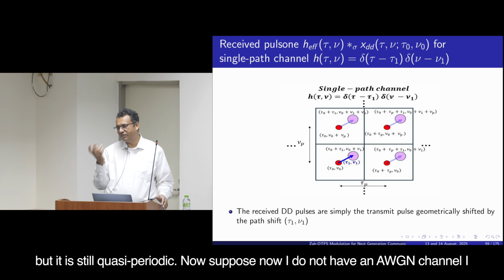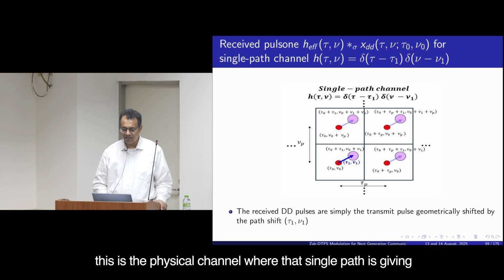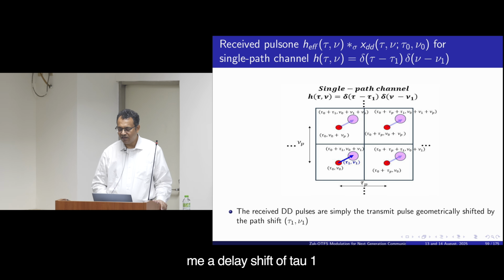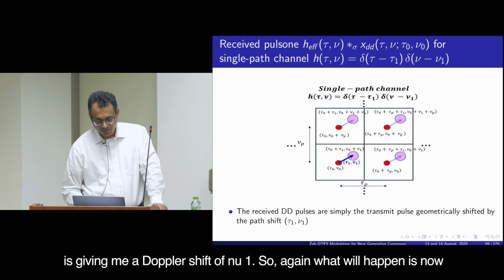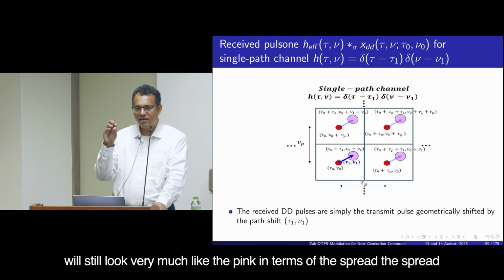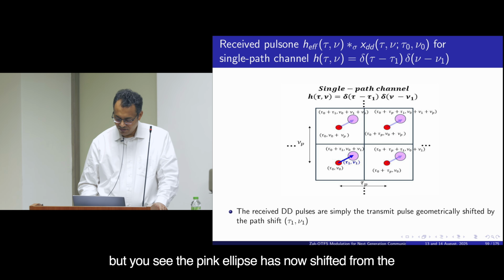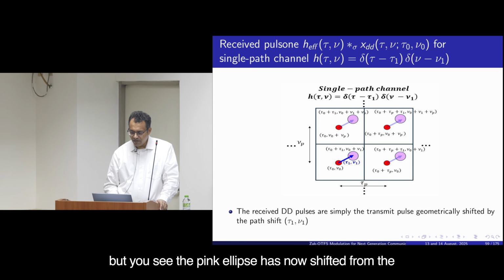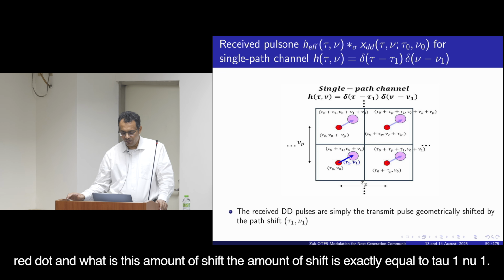Now suppose I do not have an AWGN channel, I have a single path wireless channel. This is the physical channel where that single path is giving me a delay shift of tau 1, it is giving me a Doppler shift of nu 1. So again what you will receive will still look very much like the pink in terms of the spread, it will still be the same, 1 over B and 1 over T, but you see the pink ellipse has now shifted from the red dot. And what is this amount of shift? The amount of shift is exactly equal to tau 1 nu 1.